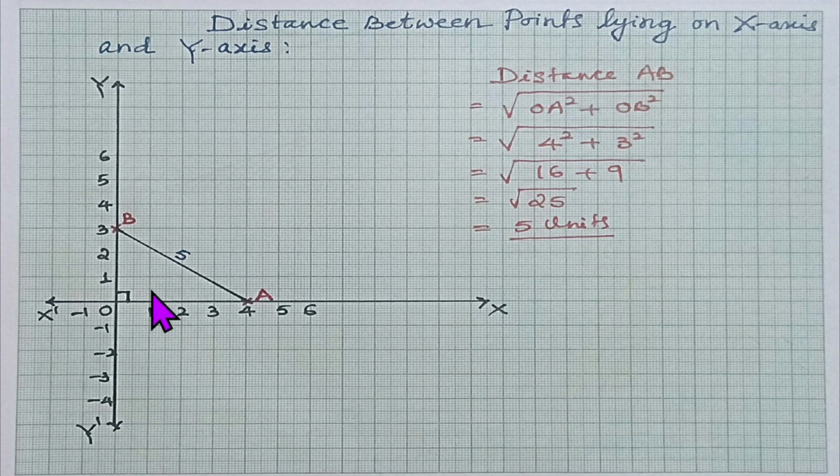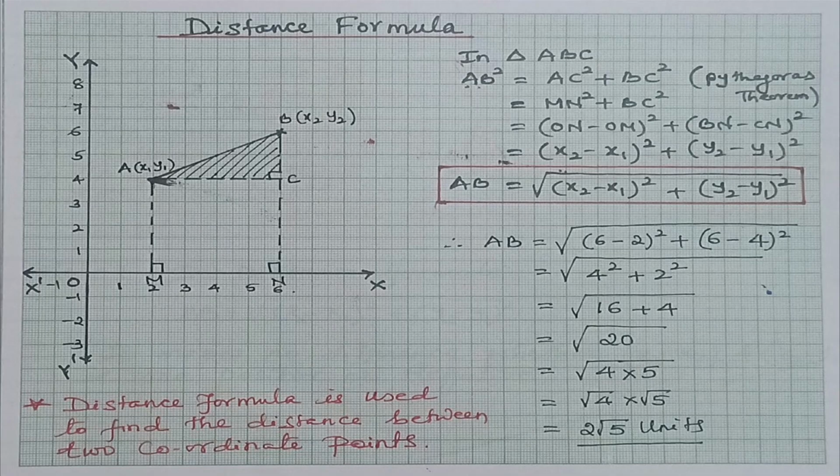We can apply Pythagoras theorem again. Therefore AB square is equal to OA square plus OB square. And now OA is 4 units and OB is 3 units. So substituting, we get 4 square plus 3 square, square root of that, square root of 16 plus 9, square root of 25, and therefore AB is 5 units. So again here we have applied Pythagoras theorem to find the distance AB between 2 points, one lying on x-axis, another lying on y-axis. Remember that.